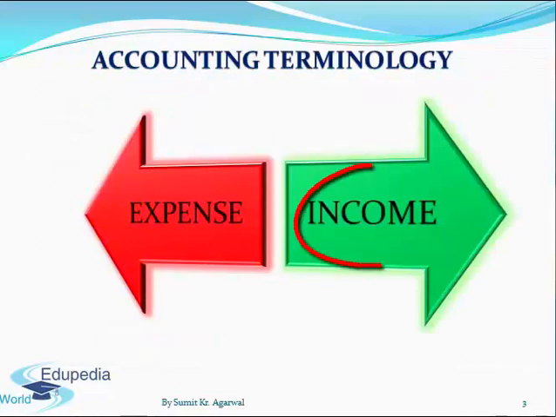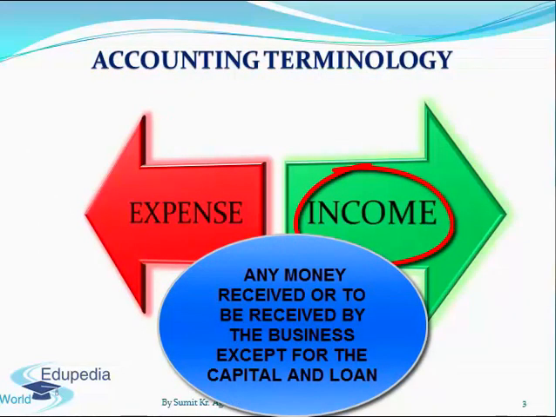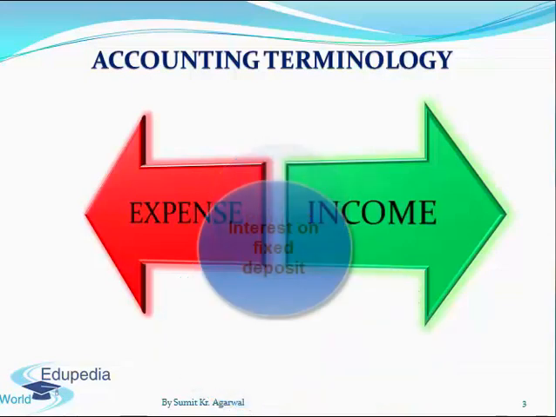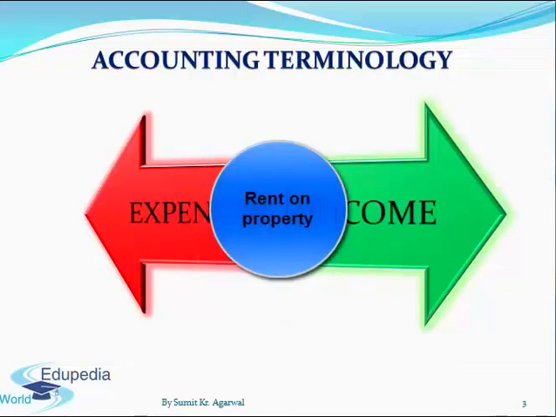Let's start with income. Income is any money received or to be received by a business except for the capital and loan. So money received by sale of products, money received as interest on fixed deposit, money received as rent on certain property, all these are revenue income.